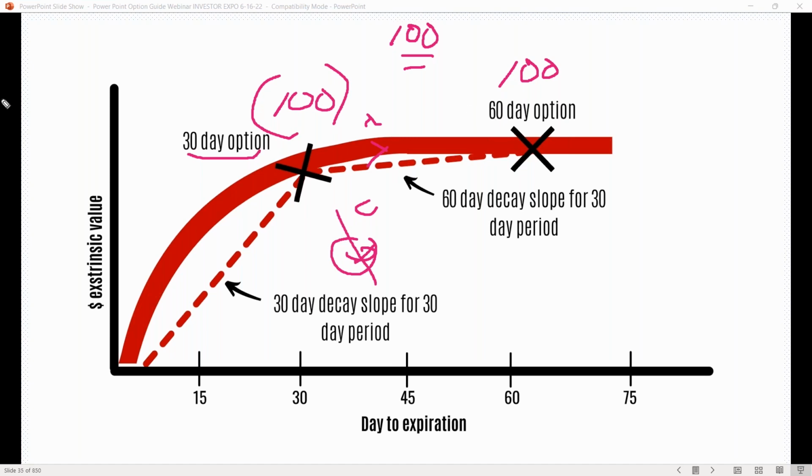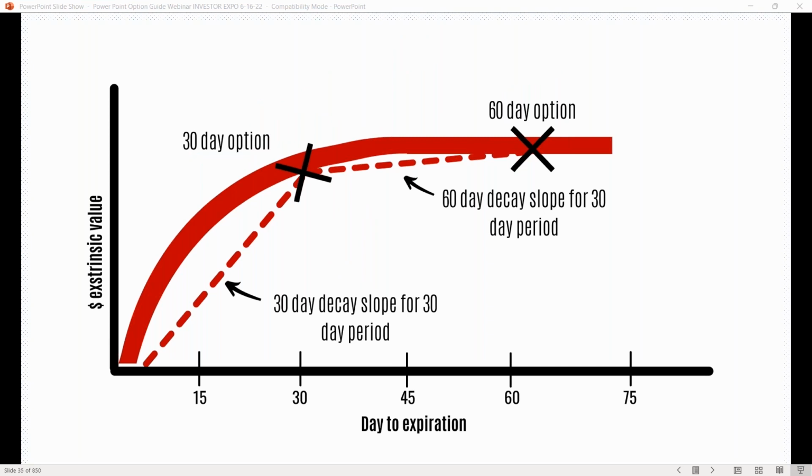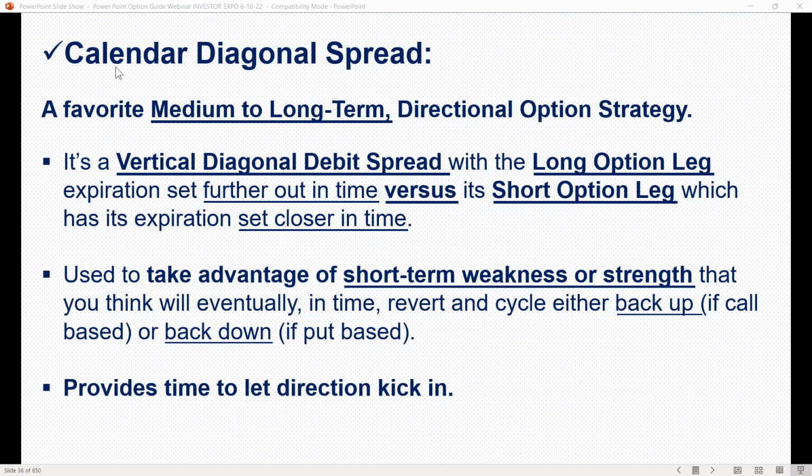So that's theoretically how exactly it works. And there are other things you can do with it. I like it great for directional trades from time to time as well. Now, the next one, kind of the offshoot of the calendar, is what we call the calendar diagonal.